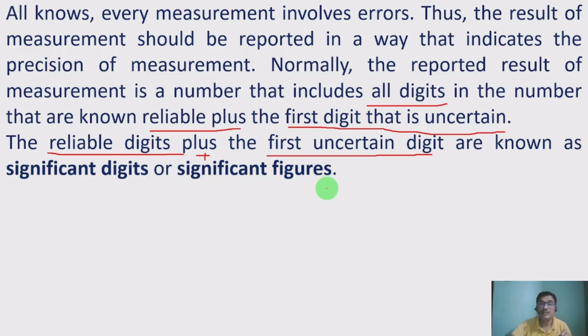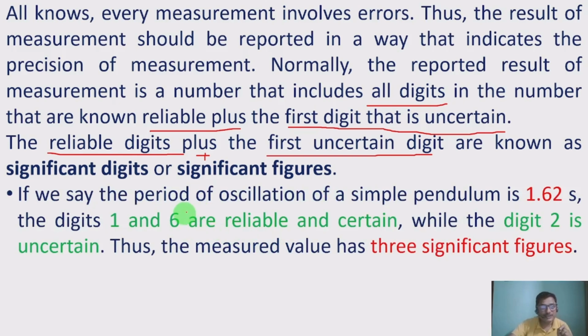In the measured number or value, we will have the reliable digits plus the first uncertain digit, and all these together are called significant digits, or significant numbers.